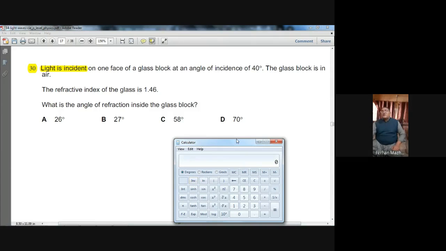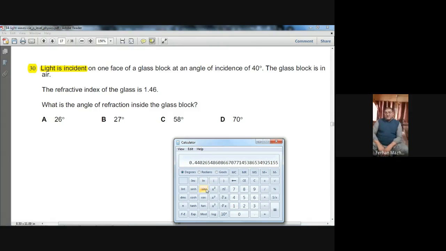Now, the formula for the refractive index is n equals sine i divided by sine r. When we put the values, it will be 1.46 equals sine 40 divided by sine r. So let's find out the value of sine 40. So 40, its sine, and then you have to divide it with the refractive index, that is 1.46. So this is the answer.